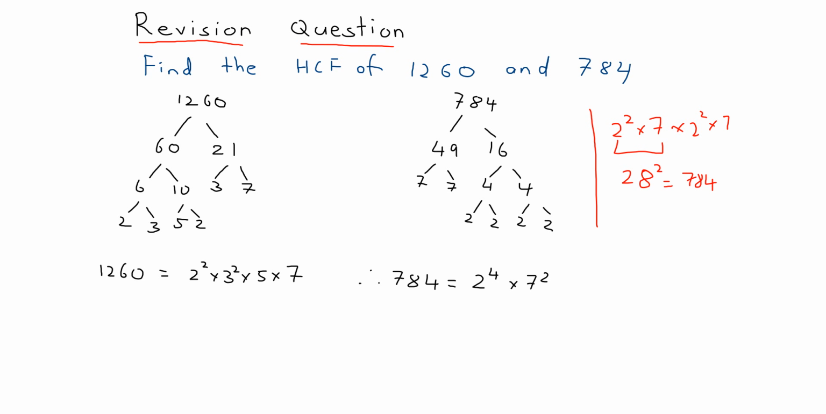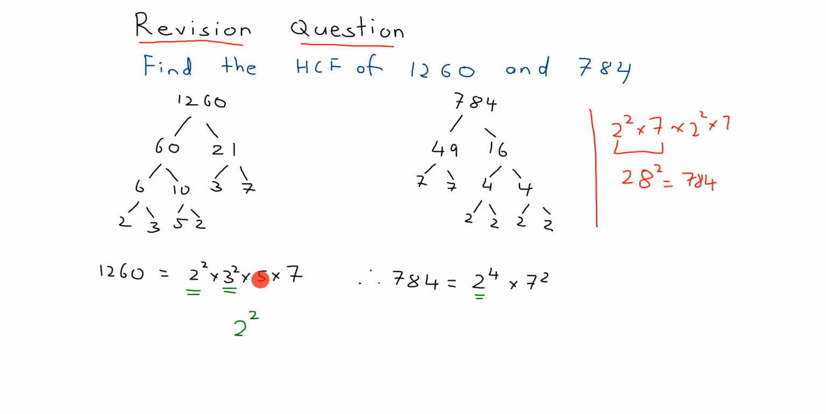So I want to look at how many 2's I can have. Well, this has got 2 2's, this has got 4 2's, so the highest common factor must have 2 2's in it. I've got 2 3's here and no 3's here, so I can see 784's not a multiple of 3, so none of its factors are a multiple of 3.